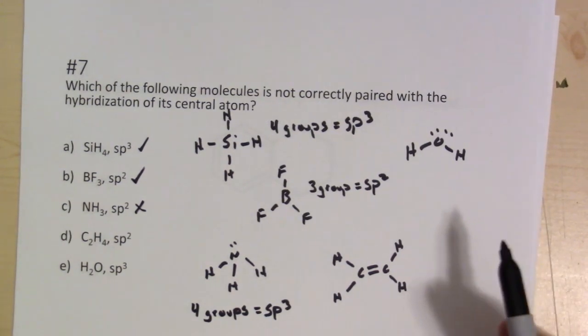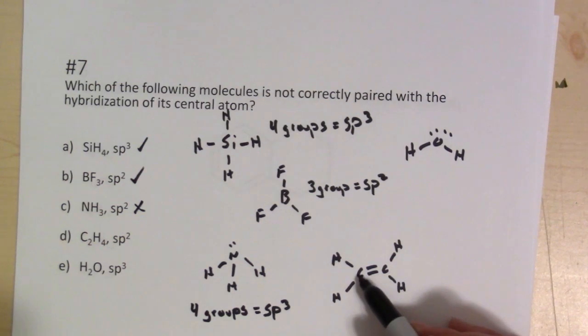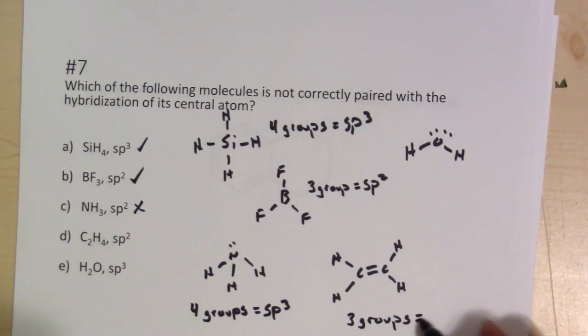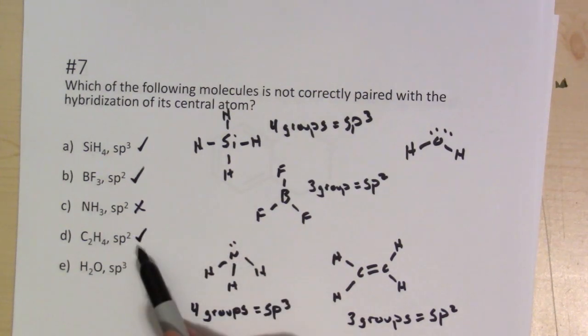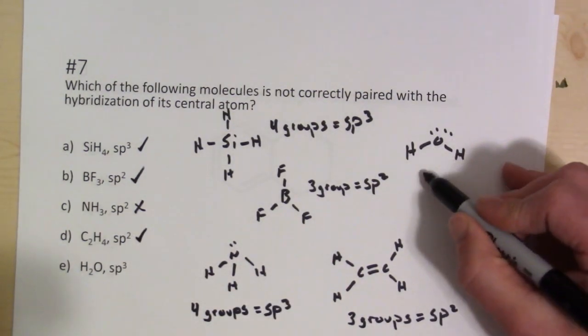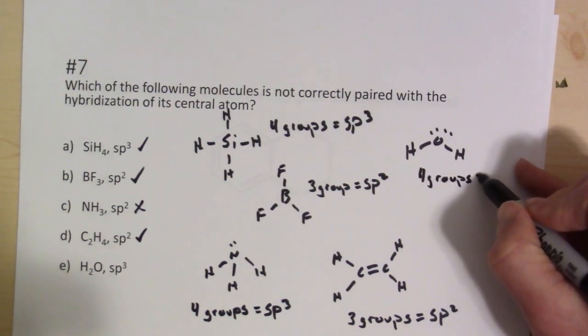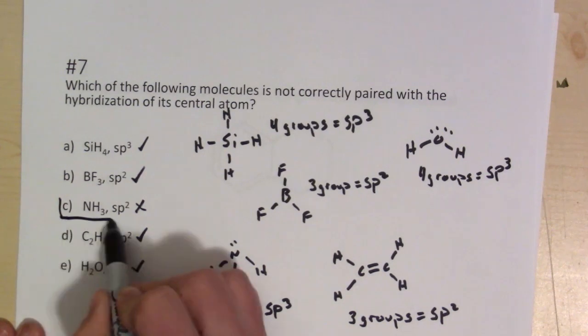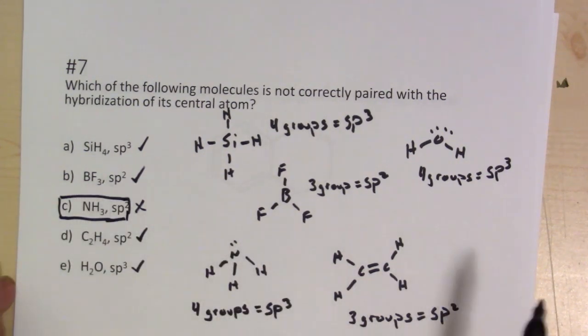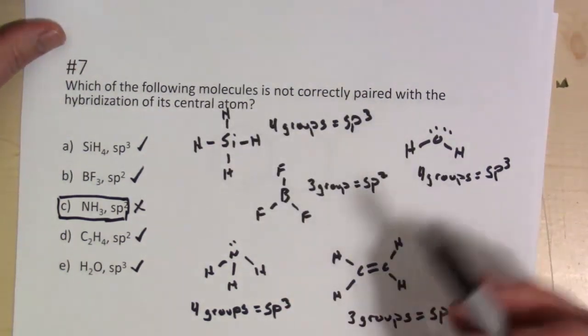Just to round out the remaining answer choices in our problem here, again for ethene we can look at either of these central carbons. They have 3 groups. When you have 3 groups, it's going to correspond to an sp2. Again, there would be 3 sp2 orbitals, 1 s and 2 p orbitals hybridized to make 3 sp2 orbitals. That gives you 3 groups. So that's what we see around both of these central carbons, so that does match with what we're shown here. And then finally, water. There are 4 groups, so that's going to correspond to an sp3 hybridization, so that does match. So again, ammonia is our answer choice. It's not correctly paired with the hybridization of its central atom, which is nitrogen here.